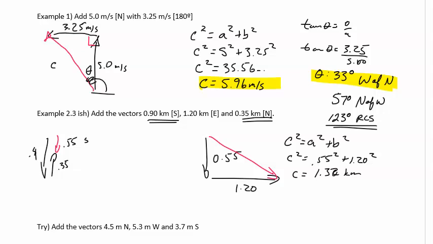We're going to need to find that angle, which, based on the way I drew this, would have been south and then heading east. Again, using tan, opposite over adjacent. That opposite is 1.20. The adjacent 0.55 means the angle that we get is 65 degrees. And that is east of south.